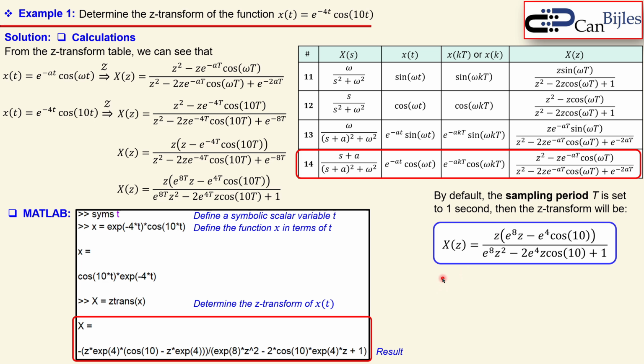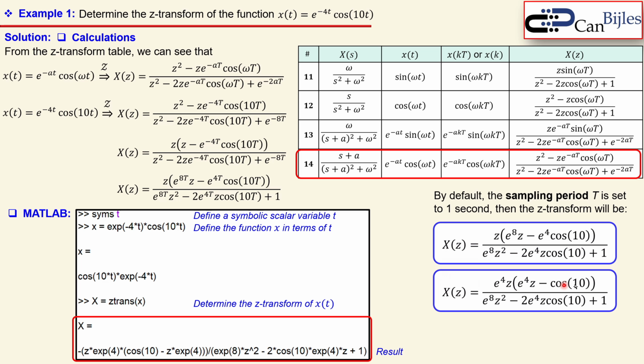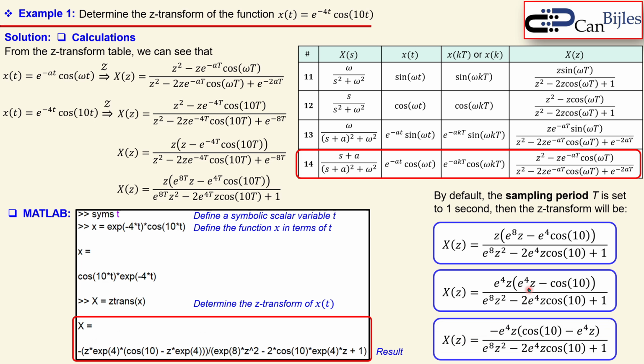So in order to write it down more clearly, maybe that's also better. So I also do that. You see that? So I have done that. So the denominator is exactly the same. So here's your e to the power 8 z squared minus 2 cosine 10 e to the power 4. So it's all here times z plus 1. And now if I want really the exact expression as MATLAB produced, I can put just a minus sign here and then flip this argument here, and I have exact the same expression as MATLAB has given.